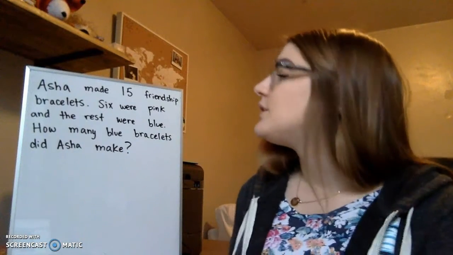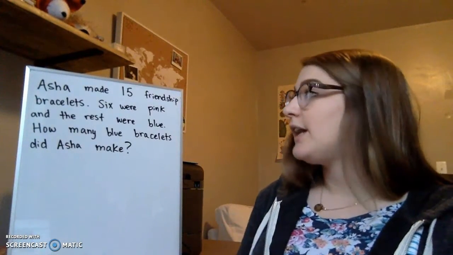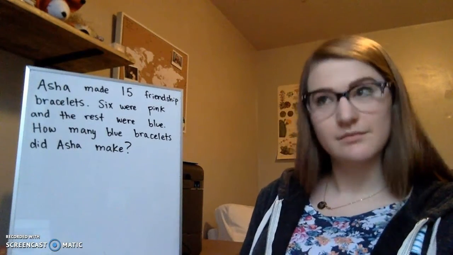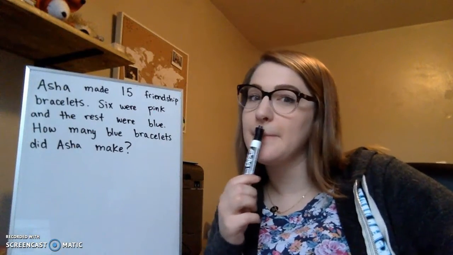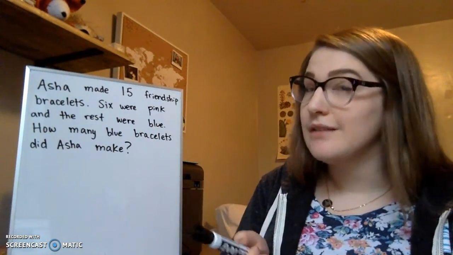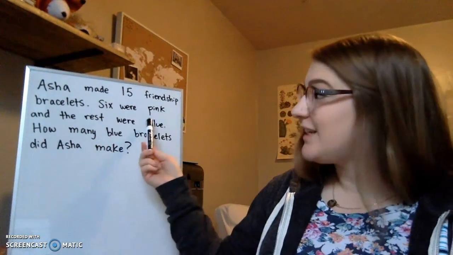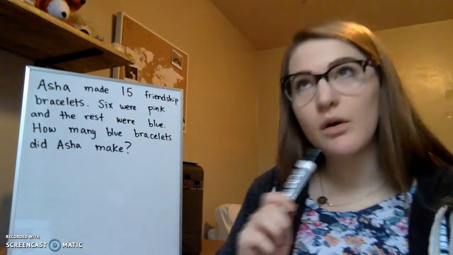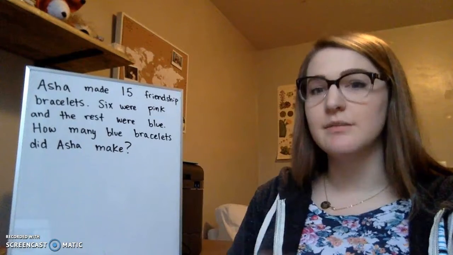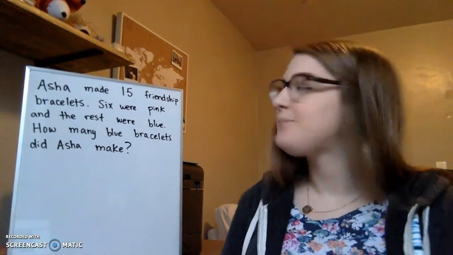So let's read it. It says, Aisha made 15 friendship bracelets. 6 were pink and the rest were blue. How many blue bracelets did Aisha make? Okay, so let's see. So she made 15 friendship bracelets. That sounds a lot like a total to me. 6 were pink and the rest were blue. Okay, so it gives me one of my add-ins and my total. So this is an unknown add-in problem.